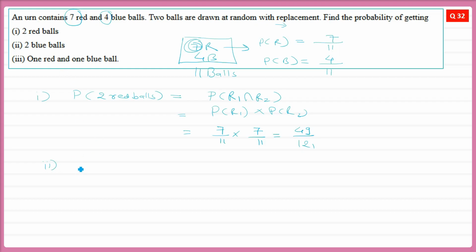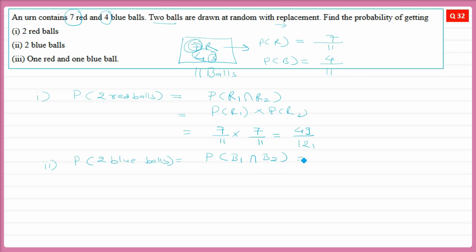Now coming to 2 blue balls. So the probability of getting 2 blue balls is exactly similar to how we computed 2 red balls. We call the first ball B1, the second ball B2. So this is nothing but the probability of B1 intersection B2. B1 coming, then B2. And all the balls are similar.